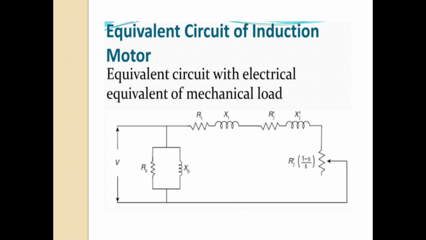R1 plus R2 dash is equal to R01, and X1 plus X2 dash is equal to X01.